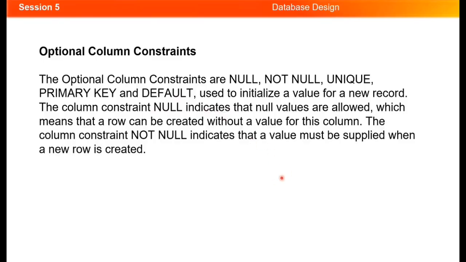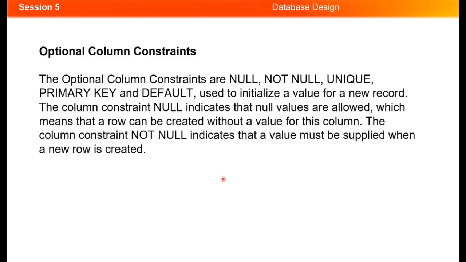They are used to initialize the value of a new record. So the column constraint null indicates that null values are permitted, which means that the row can be created without a value in that particular column. So this is a way of actually controlling and managing our data. That way we get these constraints out of the box with the database. That way the developers don't need to go in and enforce these rules with the application code.